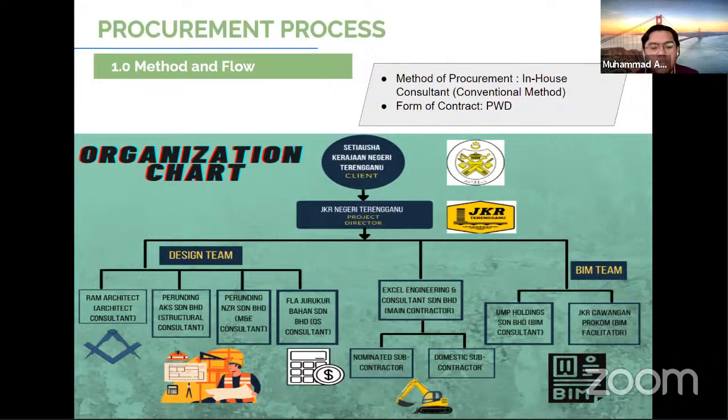For the consultants, there are 4 consultants. The architect consultant is Rank Architect, and Perunit AKS Sdn Bhd is appointed as the structural consultant. For the M&E consultant is Perunit NZR Sdn Bhd, and the QS consultant is FLA Dulu Koba Sdn Bhd. The main contractor is Asset Engineering and Consultant Sdn Bhd, and under the main contractor there are also a nominated subcontractor and domestic subcontractor. For the BIM team, the BIM consultant is UMP Holdings Sdn Bhd, and the BIM facilitator is JKR Cawangan Hongkong.